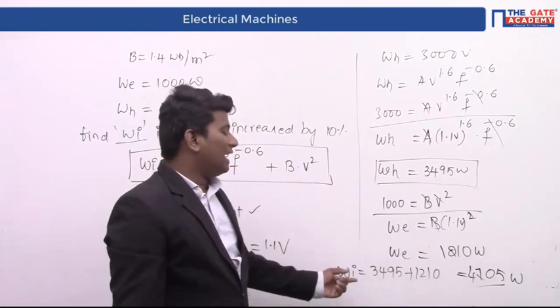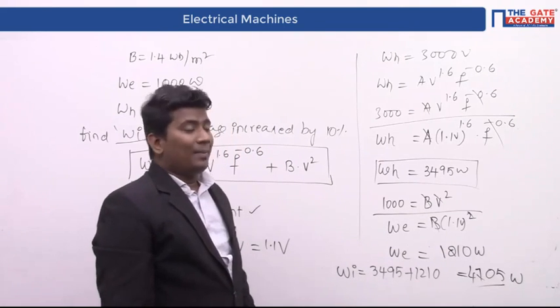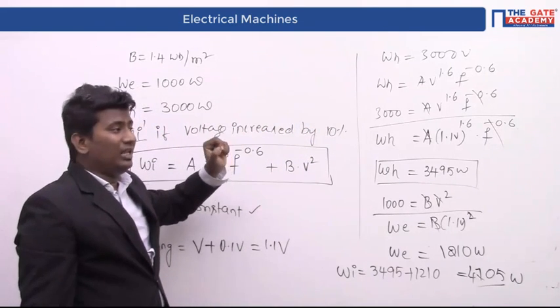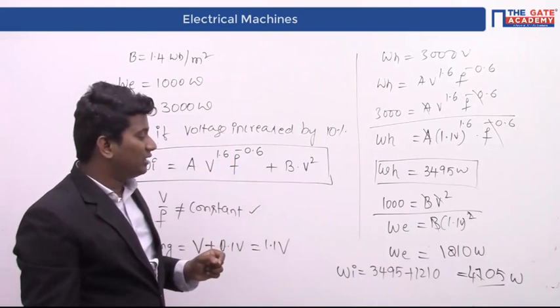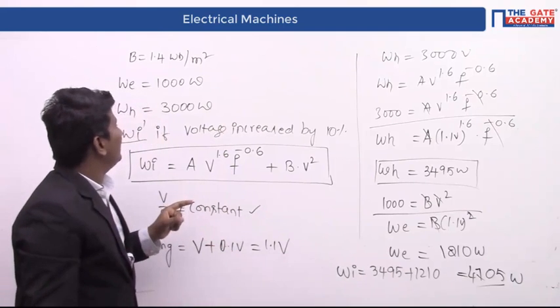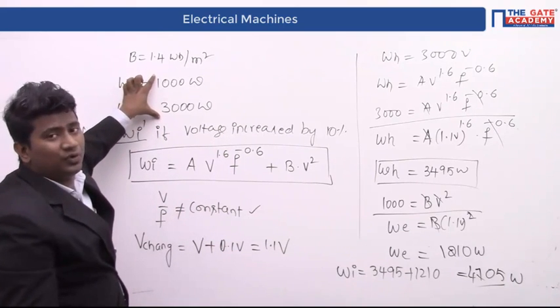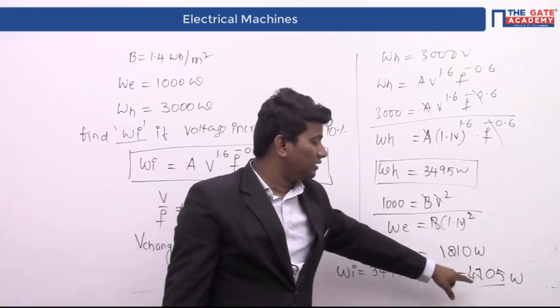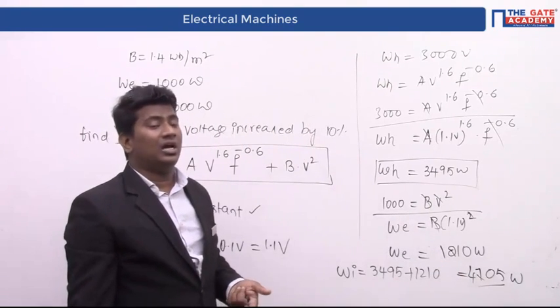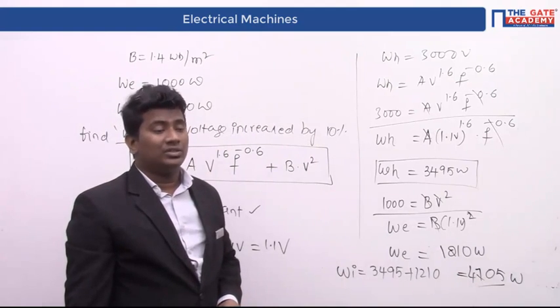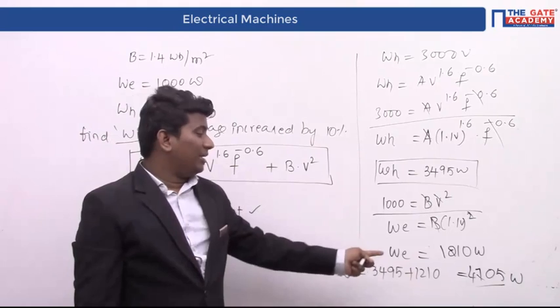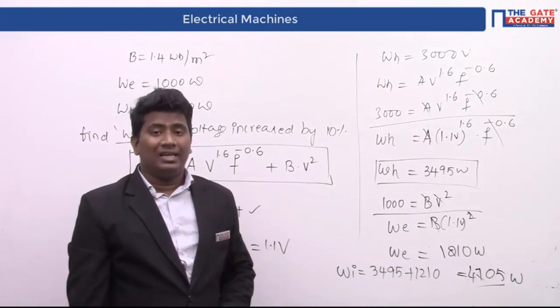Therefore, the total iron losses which is obtained by increasing just 10% of the voltage. It means if you increase the voltage by just 10%, the total loss was 4000, but it is increased to 4705 watts. It means the increase in losses is 705 watts. Therefore, by increasing only the voltage, the iron losses increase.